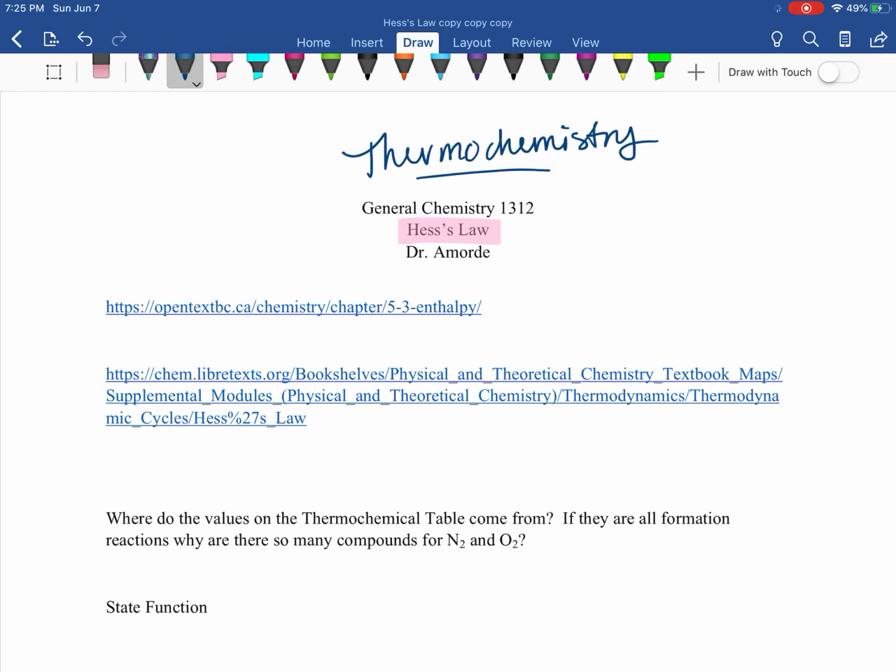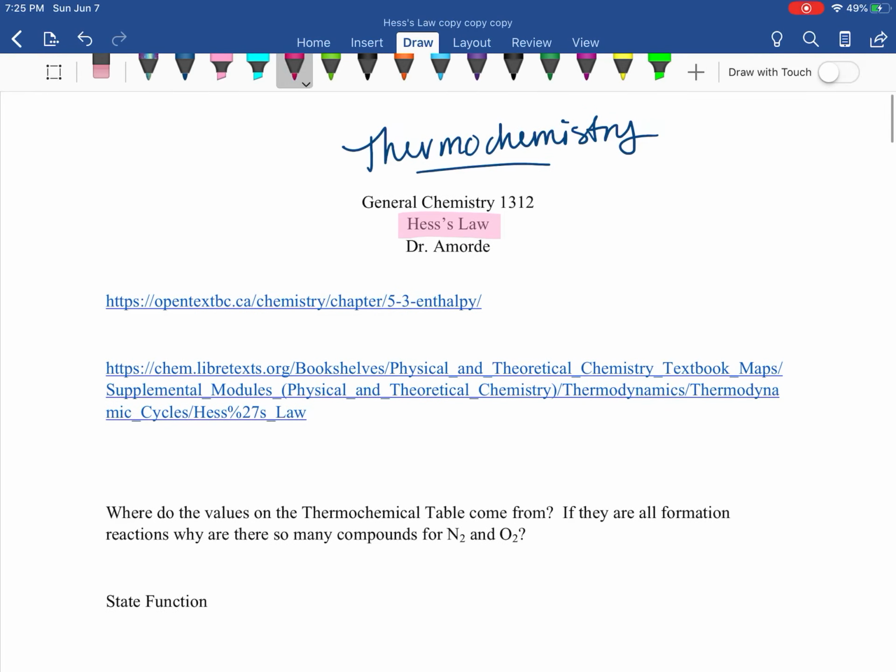We're going to continue our thermochemistry, and we're going to get just a little bit deeper with our thermochemistry table, that thermochemical table that we handed out. So why don't you hit pause for a second and go grab that table? We're going to need it.